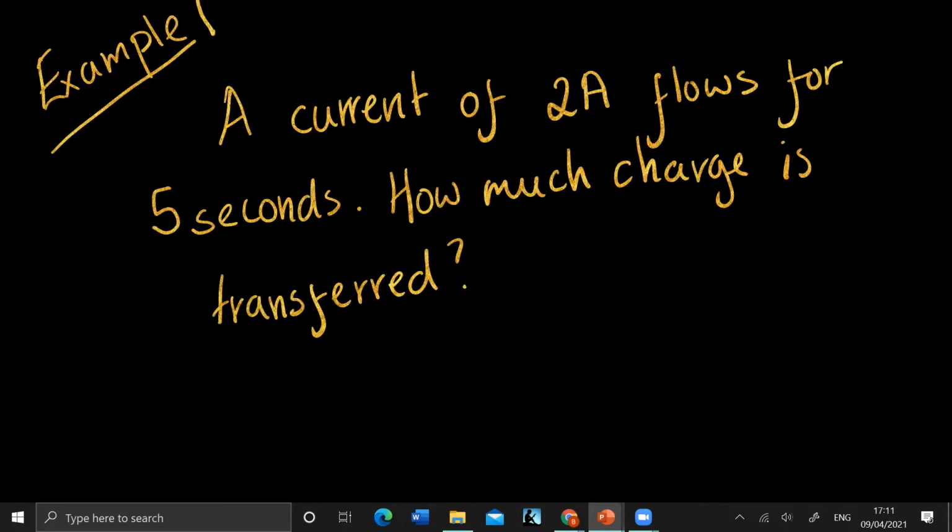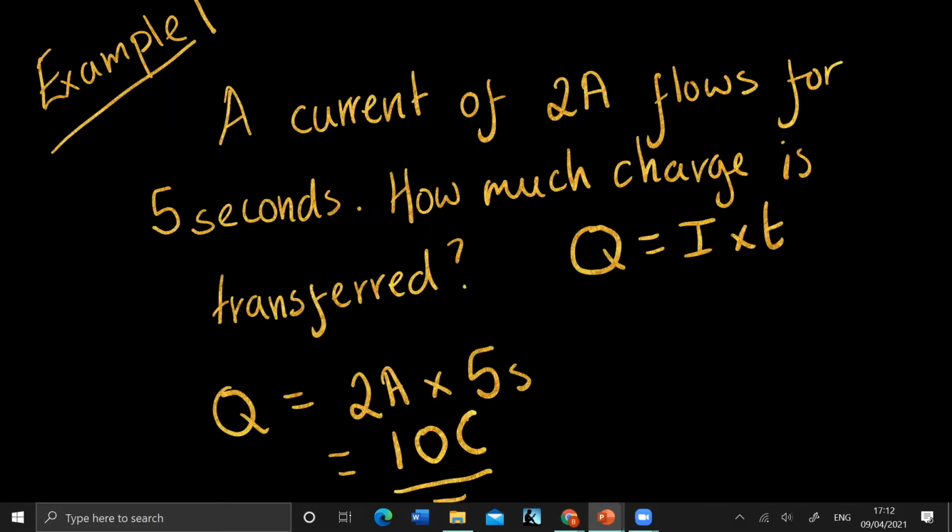Example 1. A current of 2 amps flows for 5 seconds. How much charge is transferred? Pause it and give it a go. This is not a complicated equation. I've just done it for you here. Q equals I times T. So straightforward, 2 amps times 5 seconds is 10 coulombs, capital C. It's always important to have the right case in physics, upper and lowercase.